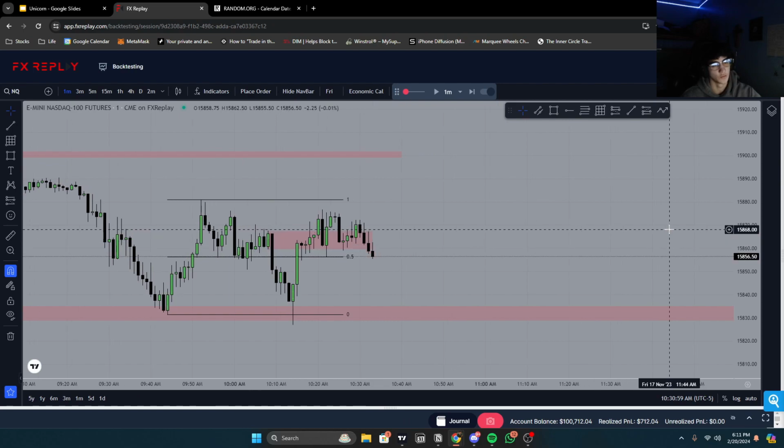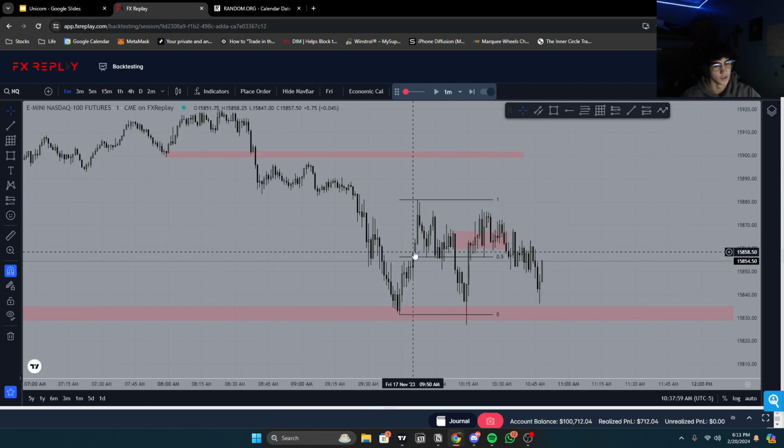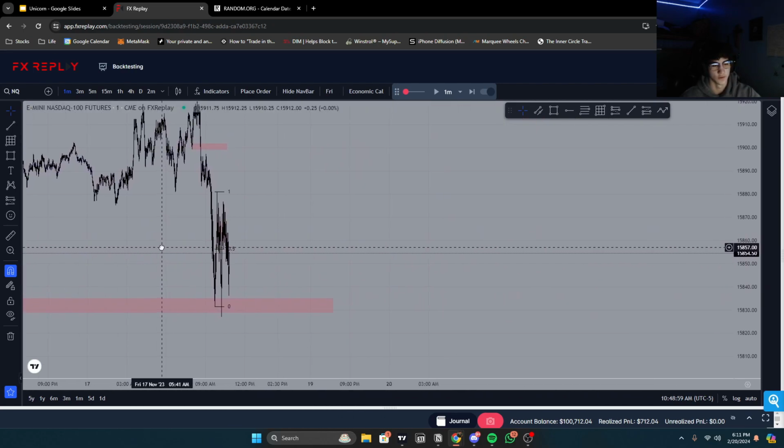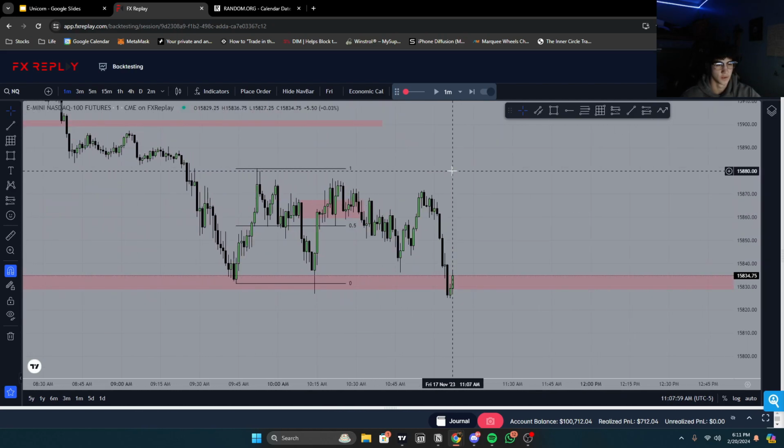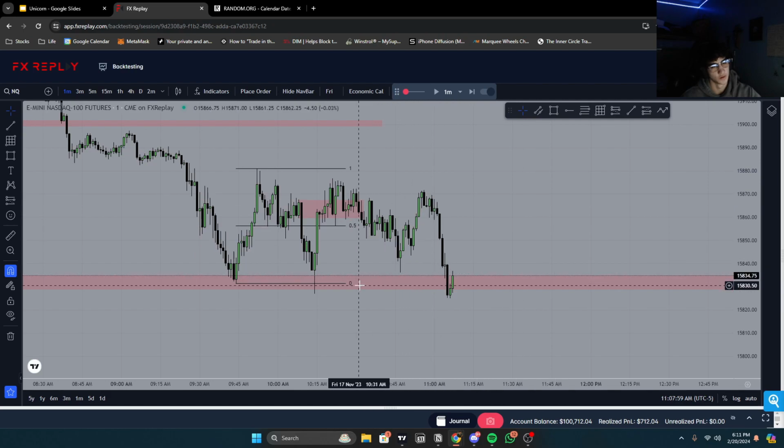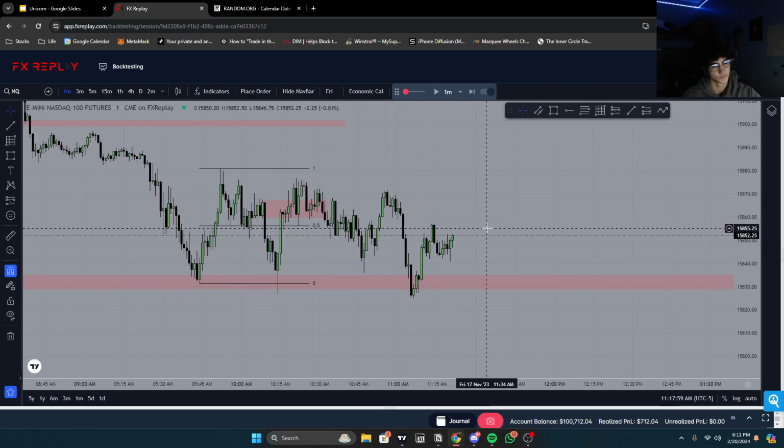So we're just gonna keep waiting it off just because it's so choppy. Let me see if there's news. It feels like there's news. No, there's not. Okay, it's just a choppy Friday. We didn't sweep out any lows. We just ran out these lows.